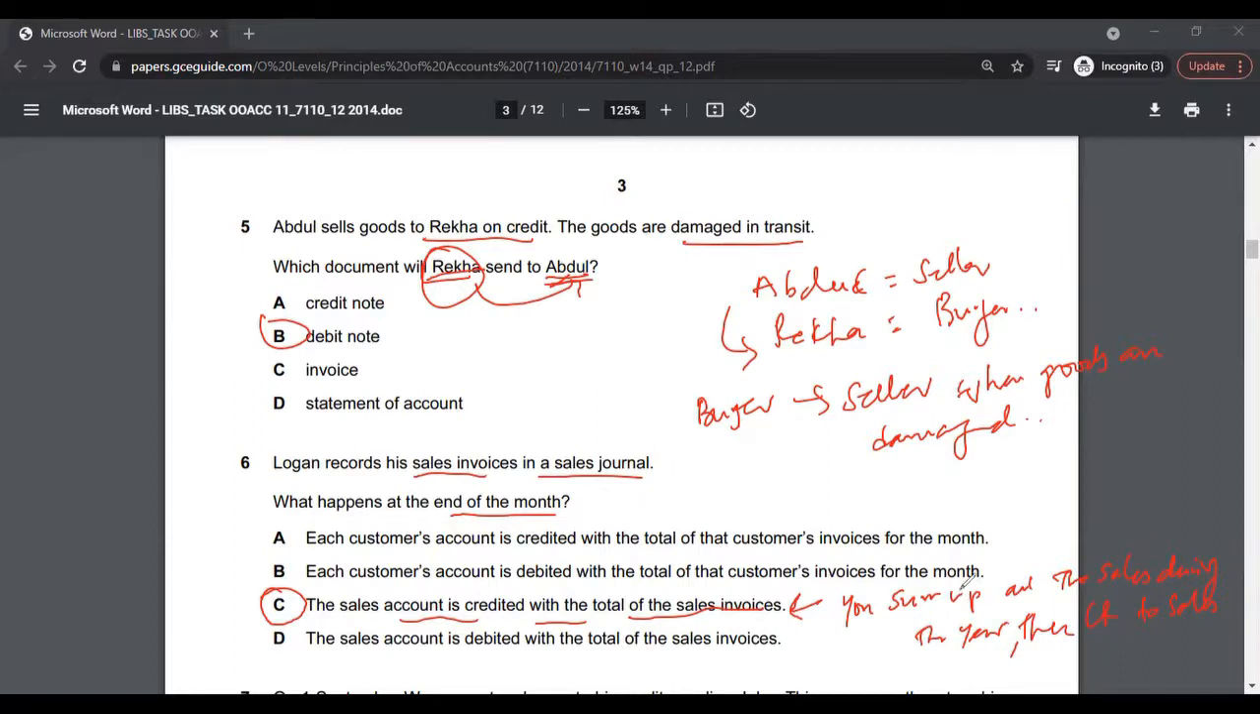You credit to sales because you have to show the revenue. So credit sales basically is equal to revenue, right? So whenever there's an increase in revenue, you credit. Therefore, the answer to multiple choice 6 is option C.